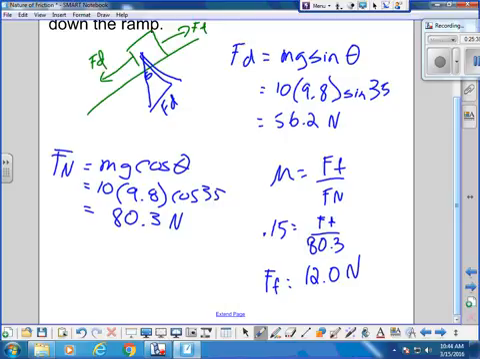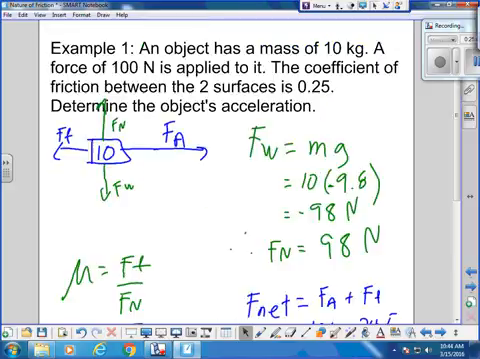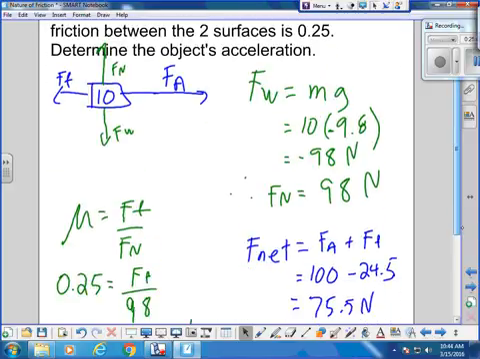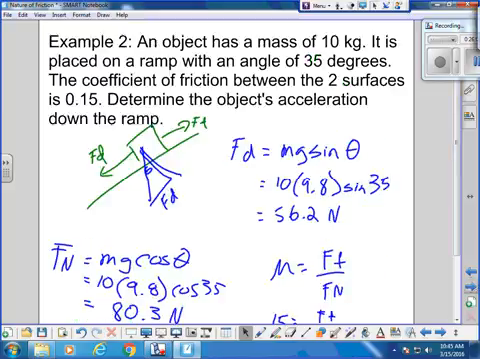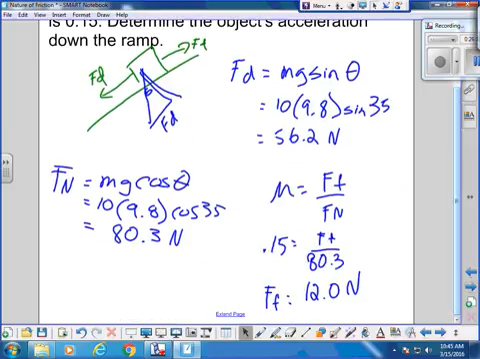What's different about this from the previous one? Well, here I found weight force to get normal force, right? So instead of doing this, I'm going Fn is mg cos theta, but I'm still finding my friction force using mu. Next step is going to be F net is equal to Fa plus Ff, but is there an applied force in this one? No, there isn't. But what's causing it to slide down the ramp? Fd. So my Fd is kind of like the applied force. Because it's opposite friction, that's good.